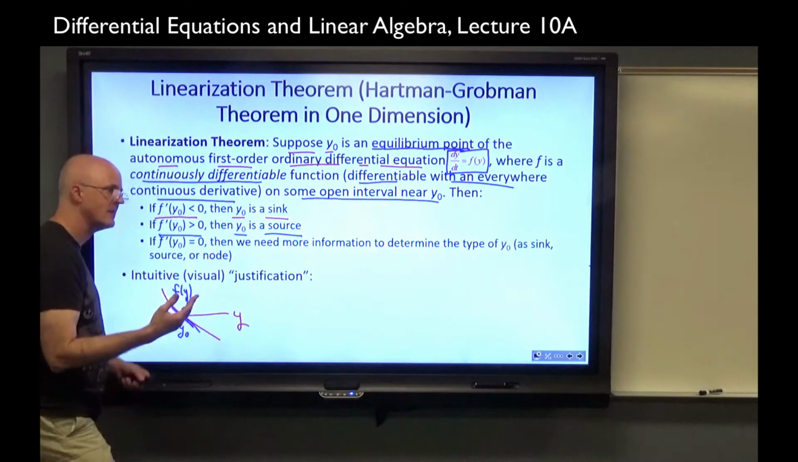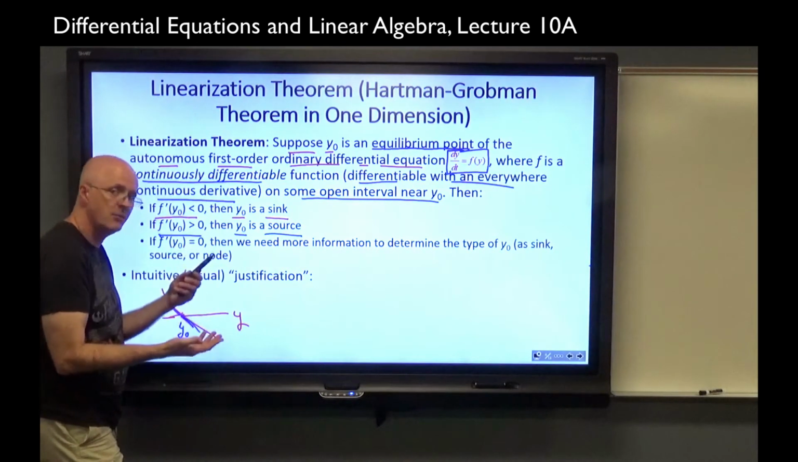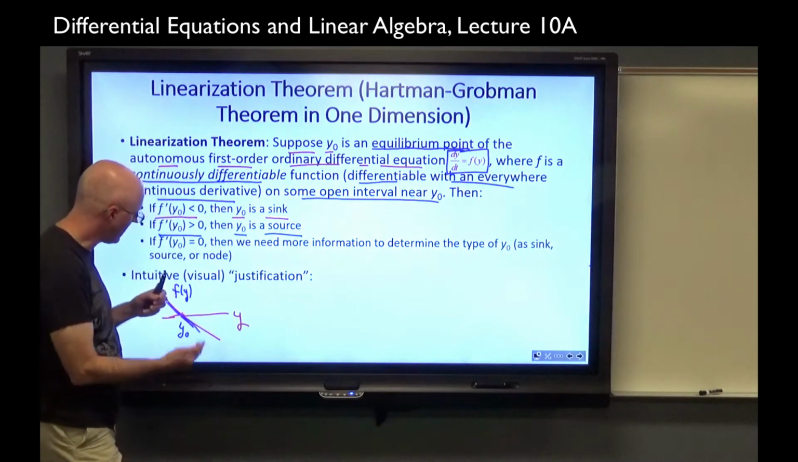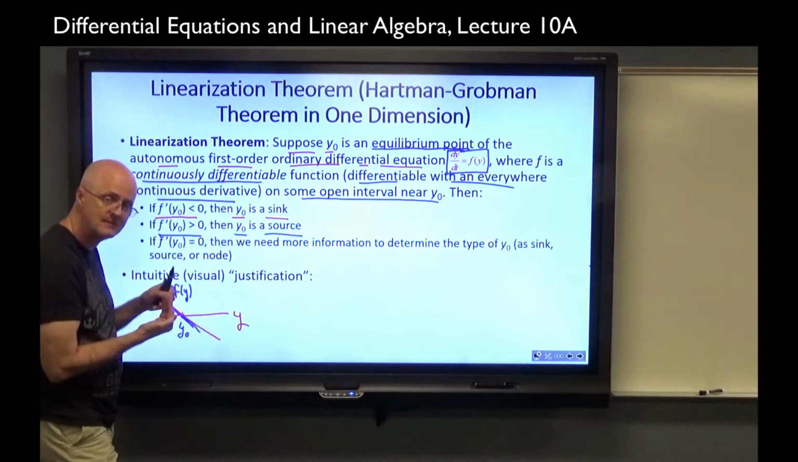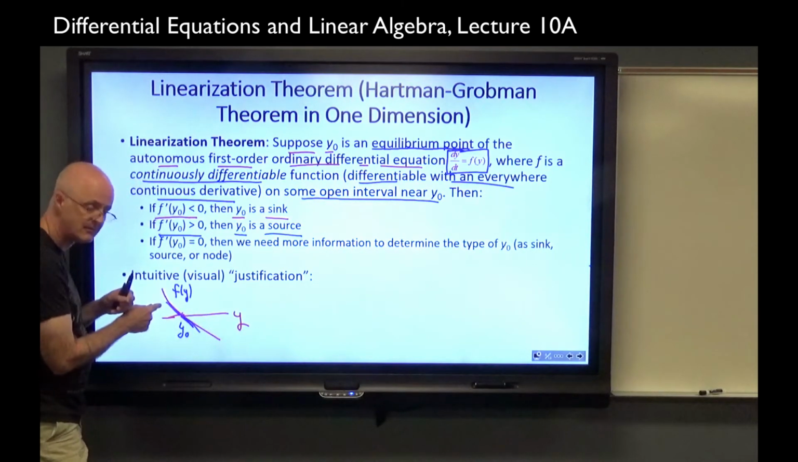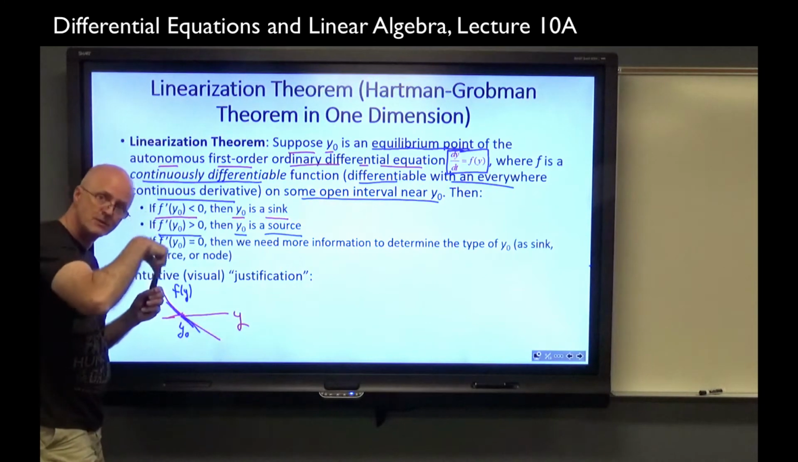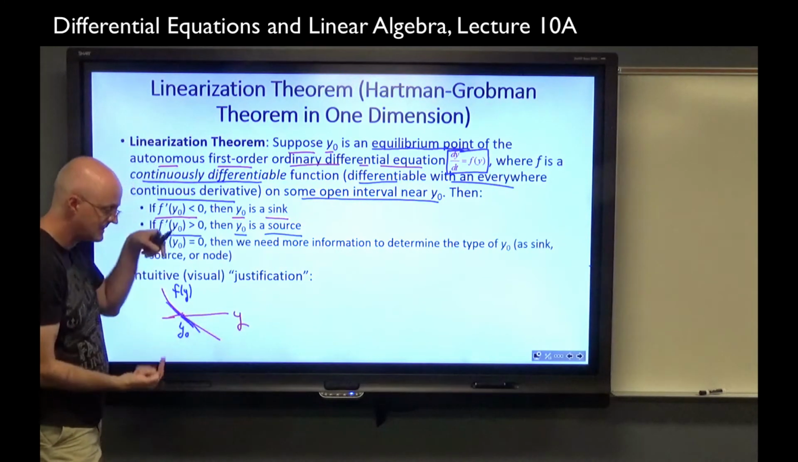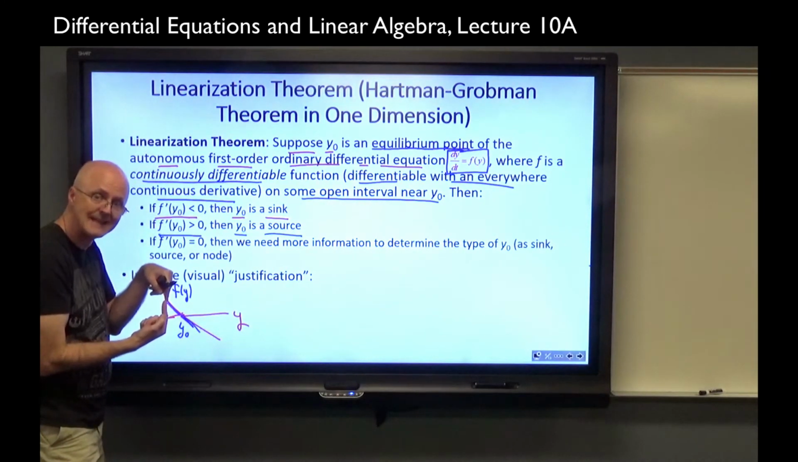So in the slope field or in the phase line, when y is less than y0, solutions increase, because f is positive. And when y is just above y0, solutions decrease, because f is negative. So they're moving toward the equilibrium point. It's got to be a sink.